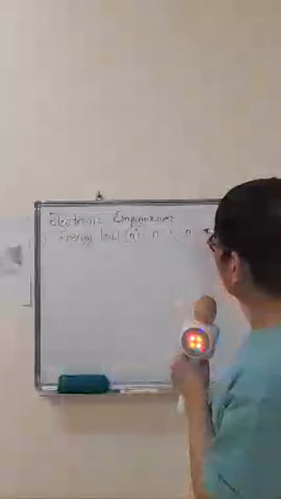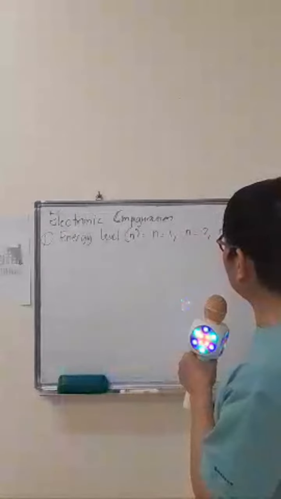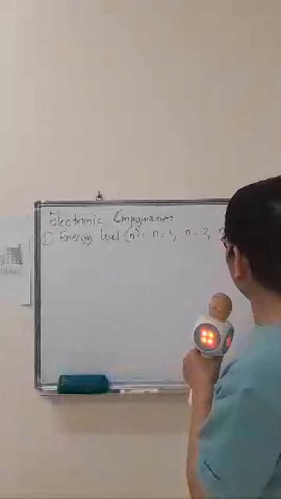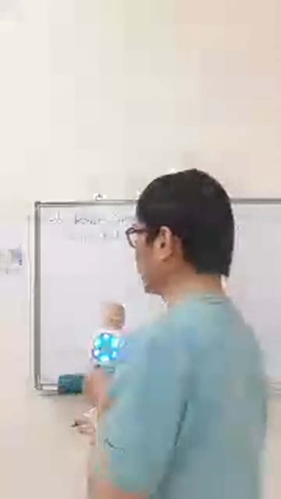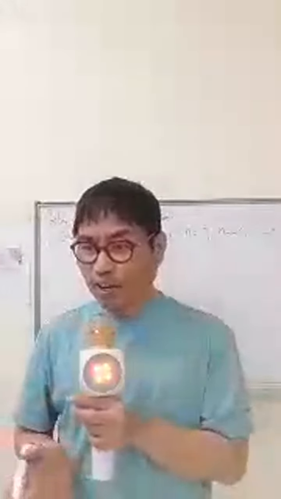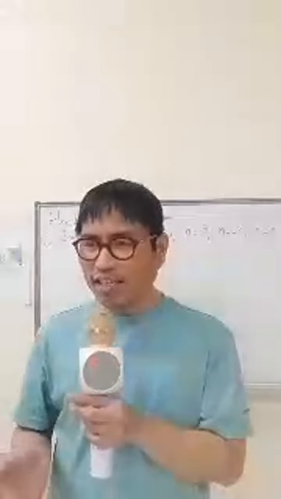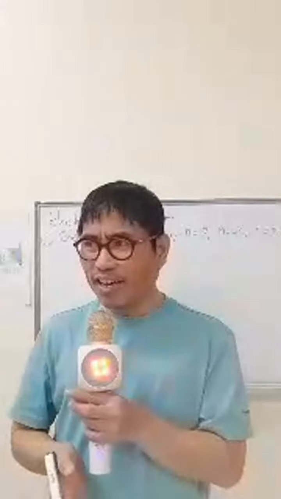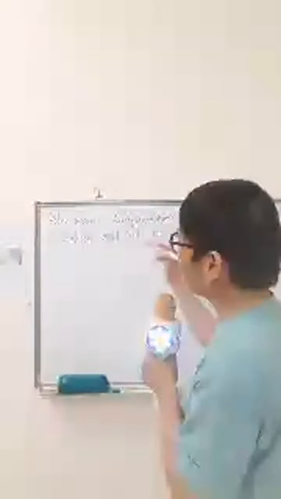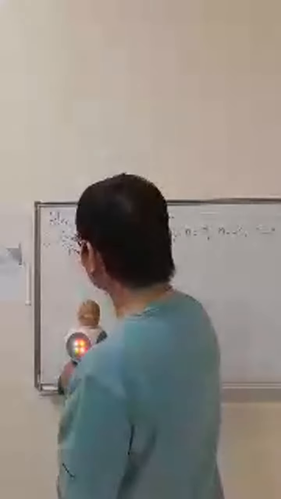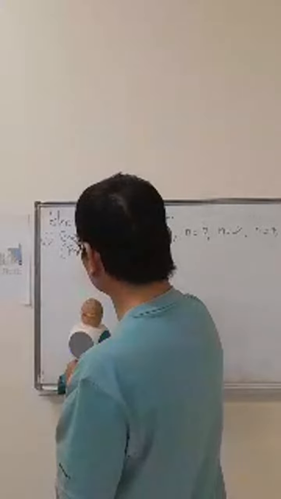n1, n2, n3, n4. These are all levels, or energy levels, or principal quantum number. For example, in a science examination, they ask: what do you call a principal quantum number? A, sub-level. B, electronic configuration. C, energy level. D, Lewis dot structure. E, none of the above. Your answer will be energy level or principal quantum number.